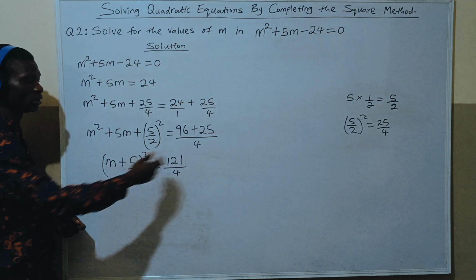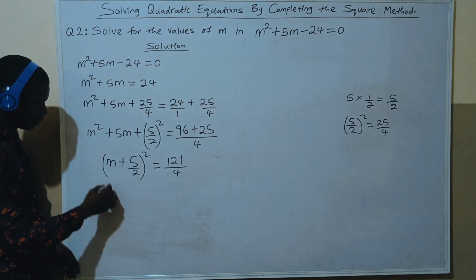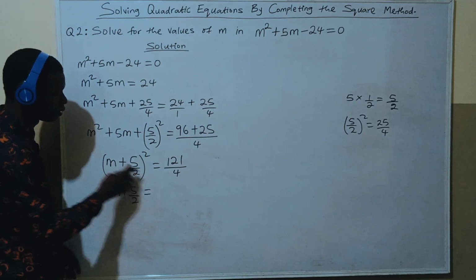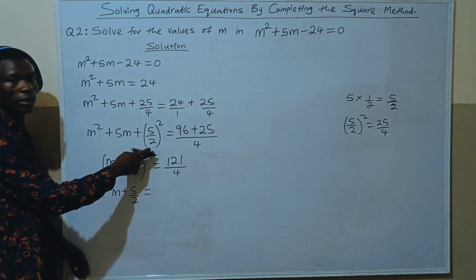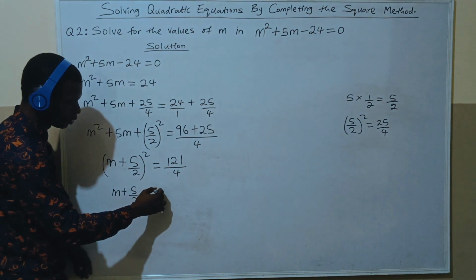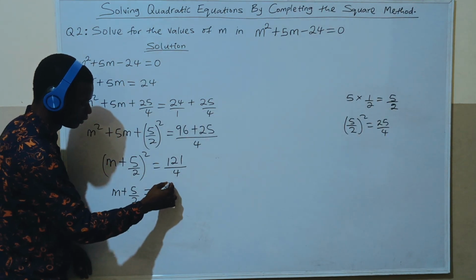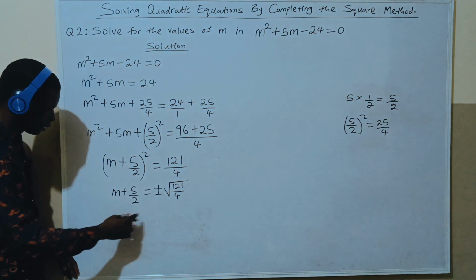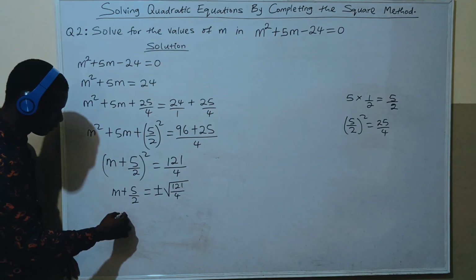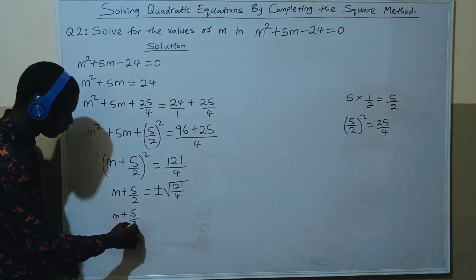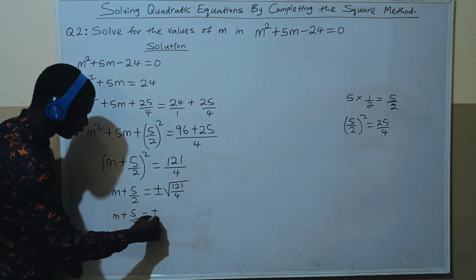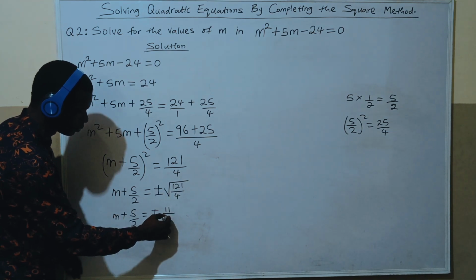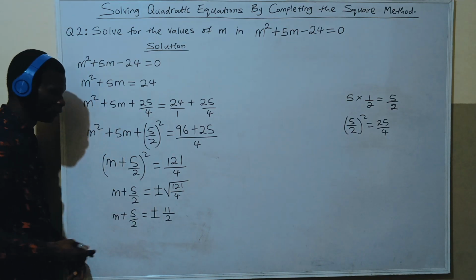So the next thing now is to take the square root of both sides. When we take the square root of this, we'll be left with m plus 5 over 2 only, because the square root would have dealt with the square value that we have here. And in taking the square root of the right hand side, we are going to introduce our plus and minus sign. That's going to be 121 over 4. Okay, bringing this out of the square root sign, we'll be having m plus 5 over 2 equal to plus and minus. The square root of 121 is going to be 11, and the square root of 4 is going to be what? 2. So we're having plus and minus 11 over 2.